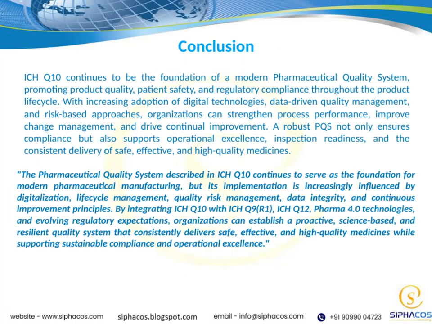ICH Q10 remains the cornerstone of a modern pharmaceutical quality system. It helps us ensure product quality, protect patient safety, and meet regulatory demands throughout the entire product lifecycle. As digital technologies and data-driven approaches become more common, we're able to boost process performance, manage change more effectively, and drive continuous improvement. A strong quality system doesn't just keep us compliant, it also supports operational excellence and inspection readiness, making sure we consistently deliver safe, effective medicines.